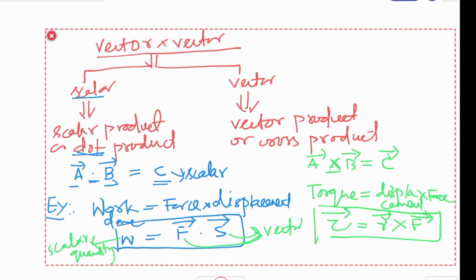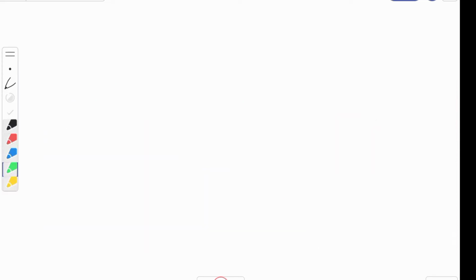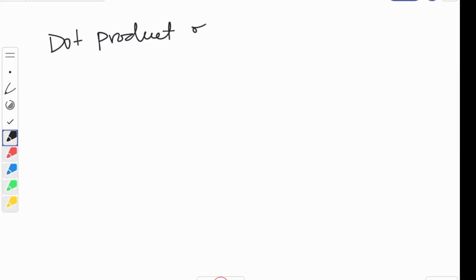Now we'll see the dot product of two vectors. What is the dot product of two vectors? How to do it?